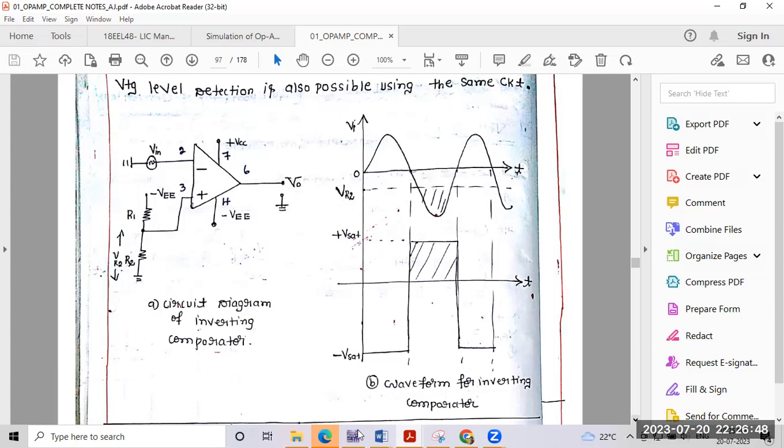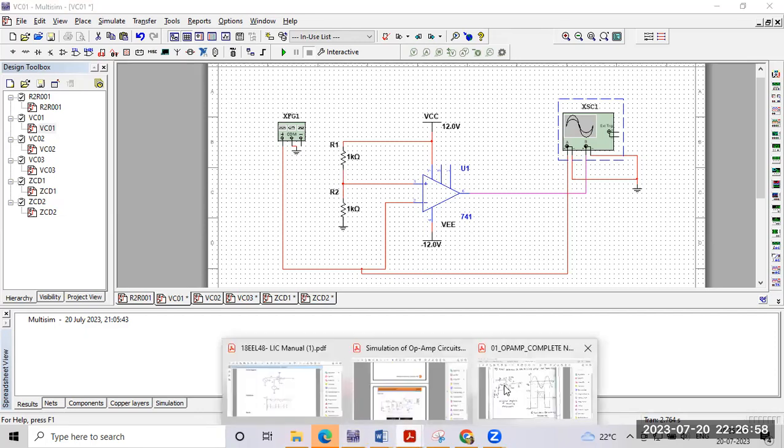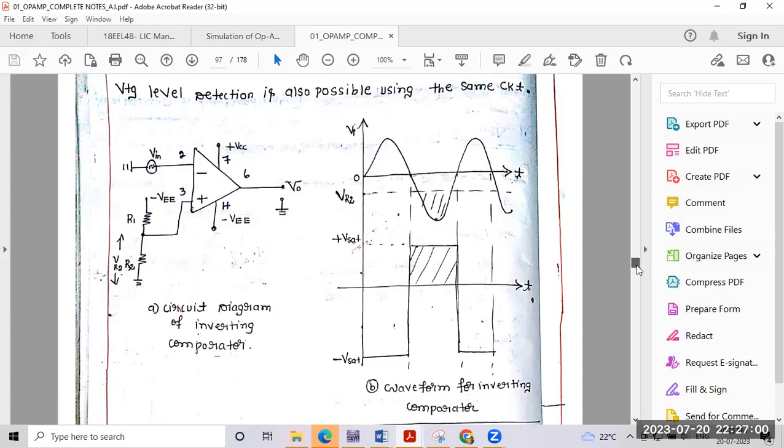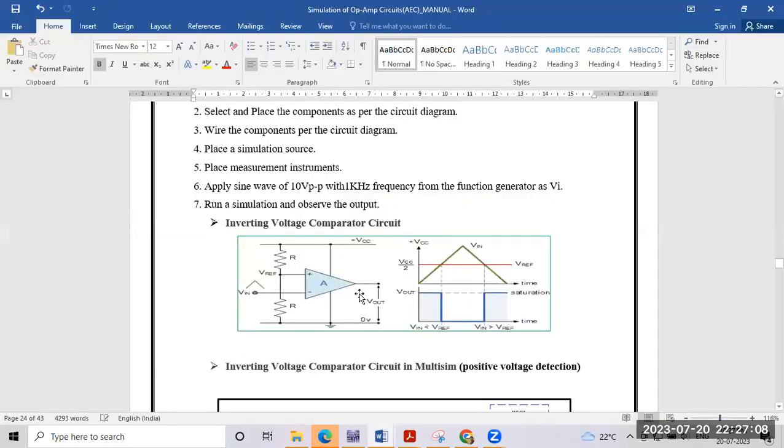Observe here. I'm going to open the Multisim software. I think all of you should know how to connect this. Just observe this circuit and connect it directly, how our circuit will look. Just connect like this. This is how I'm going to connect. Otherwise, you can refer to this circuit diagram also.